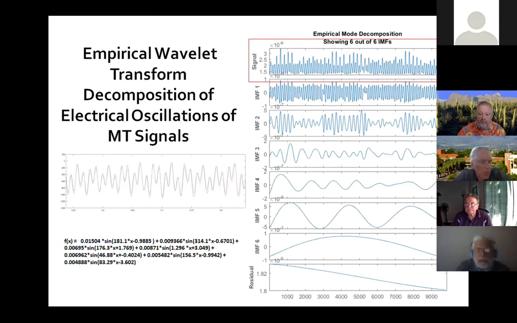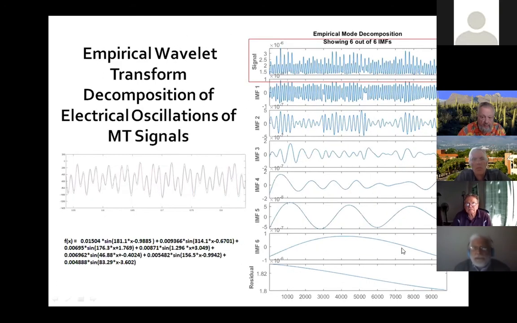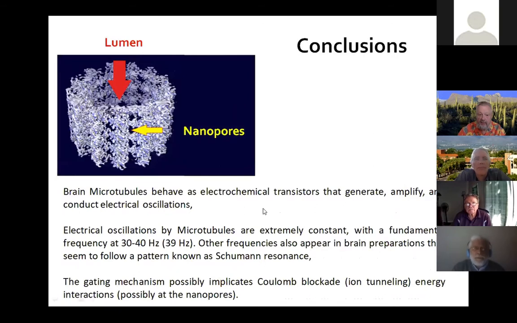Why do I care about this? Well, perhaps because in the single oscillatory wave that I just showed you, which is this one right here, we pretty much find components that are rather similar to the ones found in human brainwaves. So this is ongoing, this is preliminary, but we believe that this is a contribution to the electrical activity of the brain. So to conclude, brain microtubules are electrochemical transistors, okay, that generate, amplify, and conduct electrical oscillations.